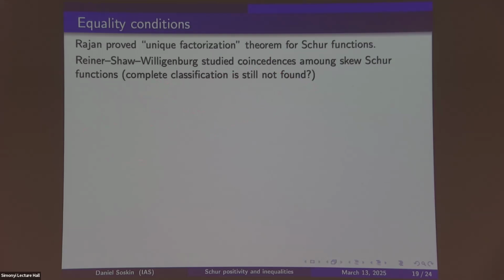What does the unique factorization theorem mean? If you have a product of several Schur functions, and this product equals another product of several Schur functions, then it means you just take the same Schur functions, maybe up to permutation. So it's like unique factorization into prime numbers.